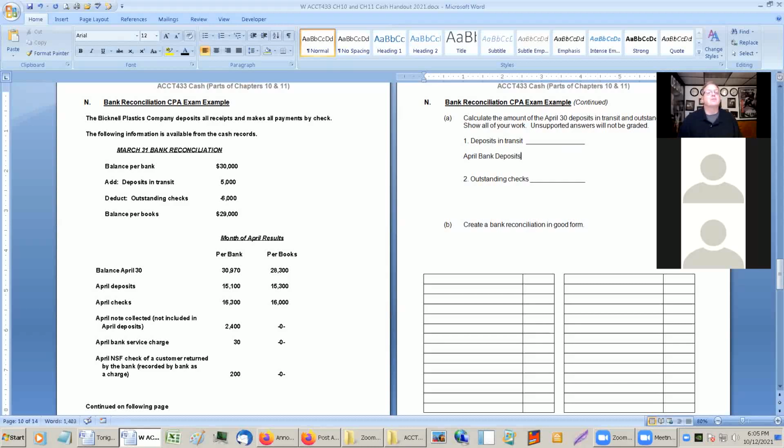April bank deposits, we had 15,100. And we had, now some of those deposits were from the previous one. So deposits in transit.